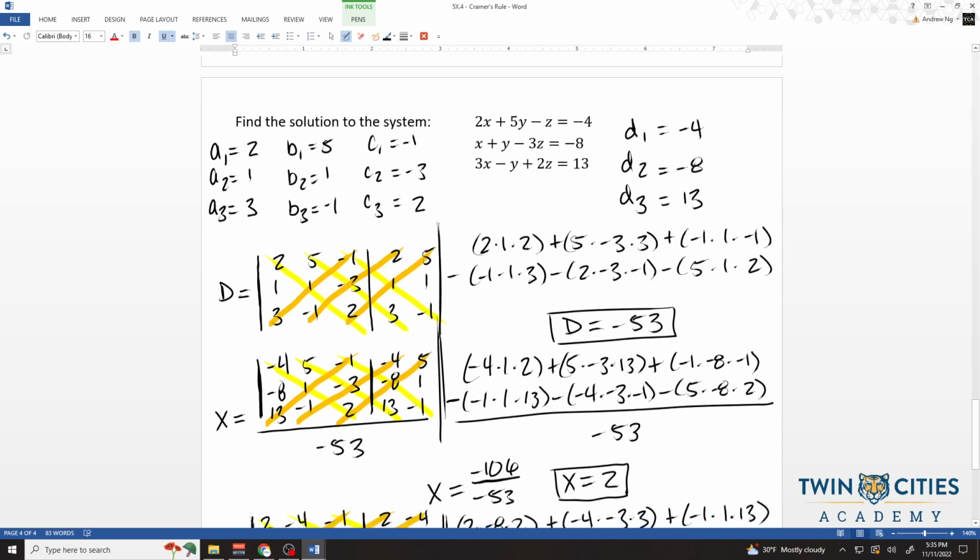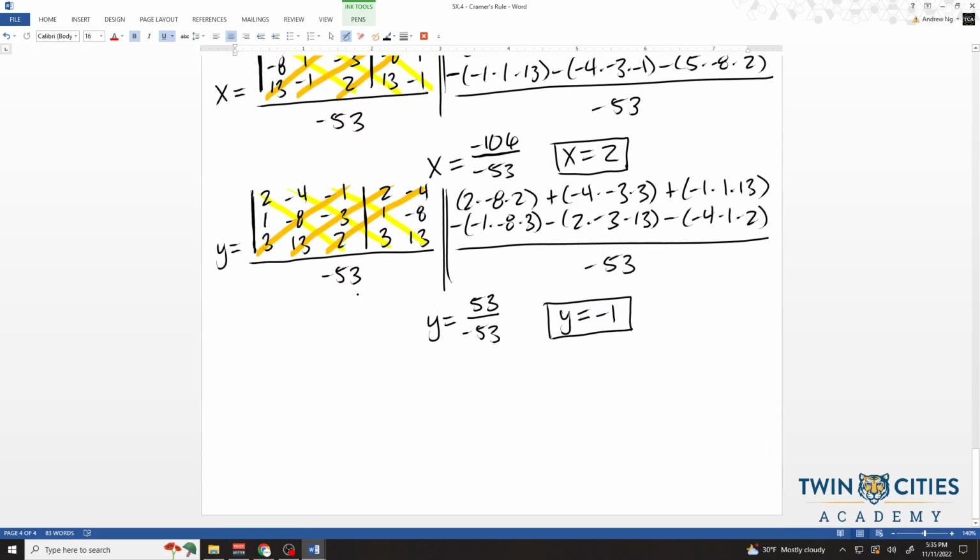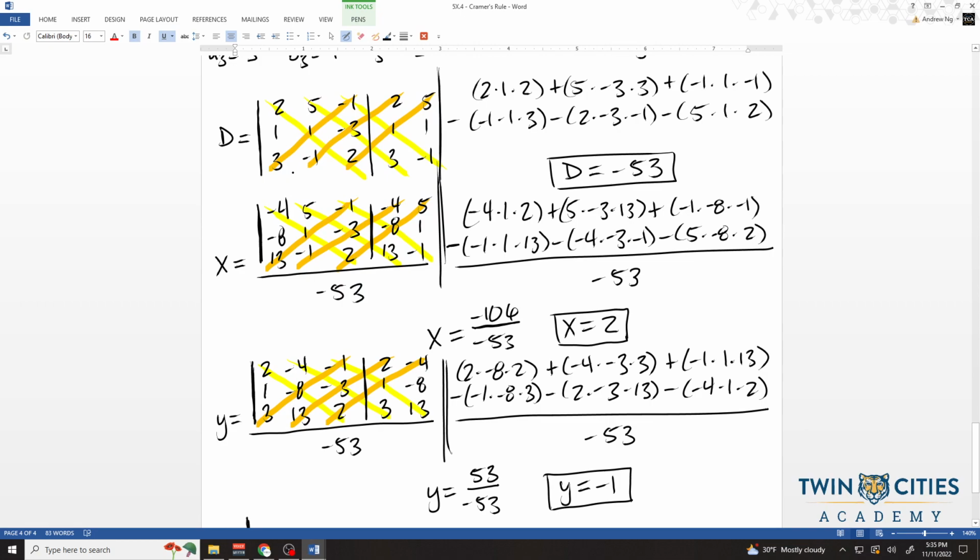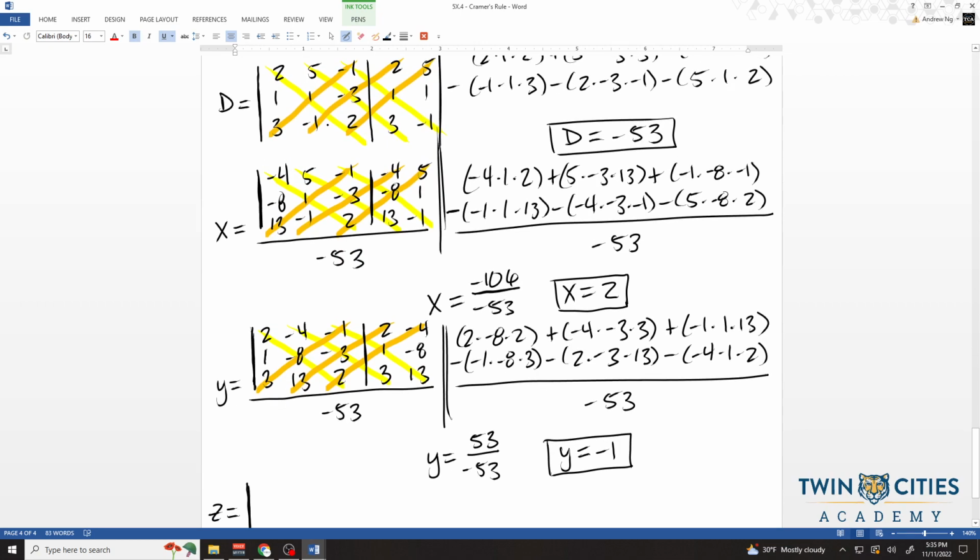Okay, so let's look at Cramer's rule for z. z is equal to the determinant, and I'm going to copy d again. So 2, 1, 3, 5, 1, negative 1, negative 1, negative 3, 2. So that's 2, 1, 3, 5, 1, negative 1, and then negative 1, negative 3, 2.